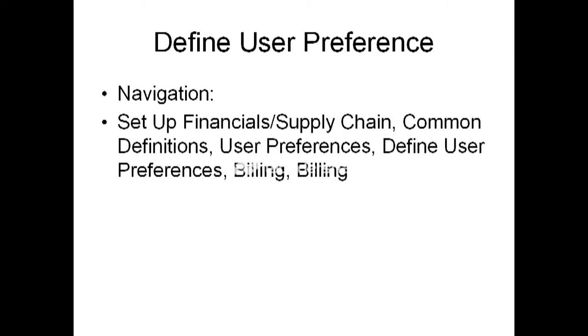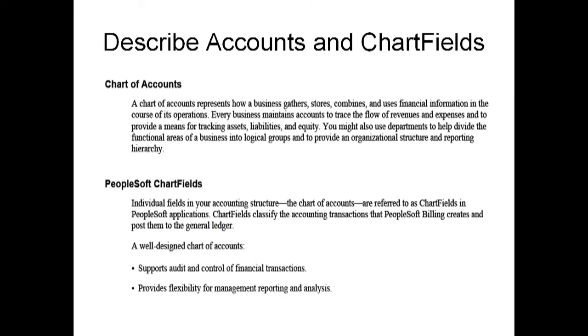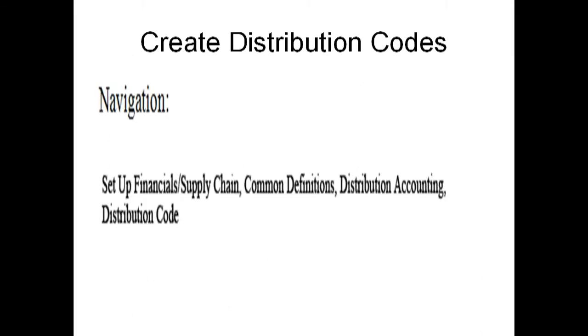Next, we'll go over defining user preferences. Again, certain billing-specific user preferences we'll go over as part of this discussion. And then we'll describe the accounts and chart fields briefly, and what the function of that is, and then quickly review that. And create distribution codes.